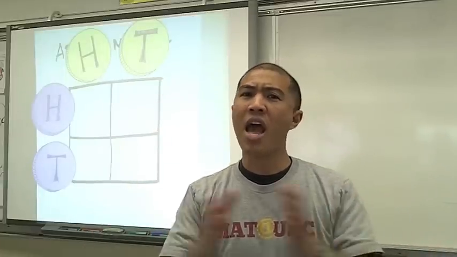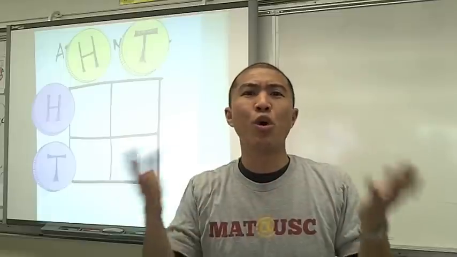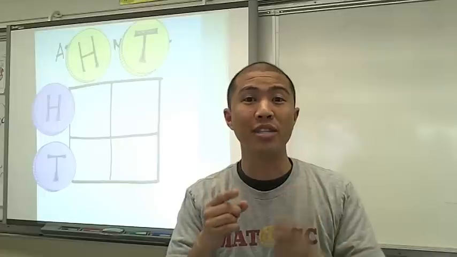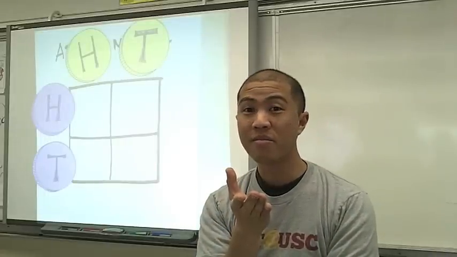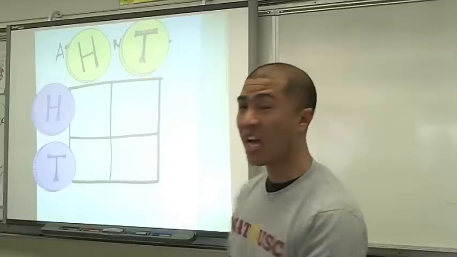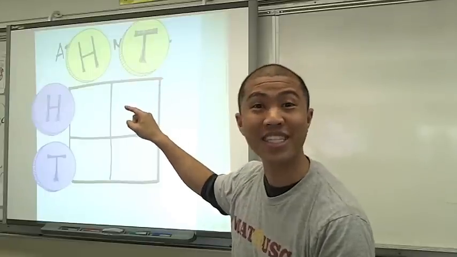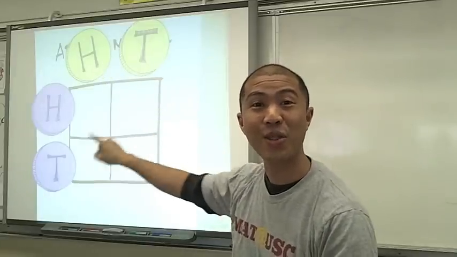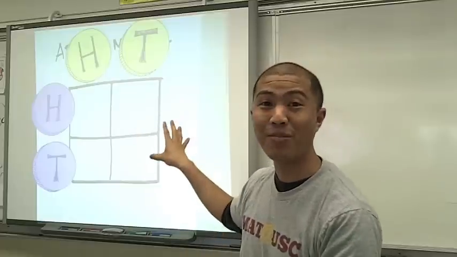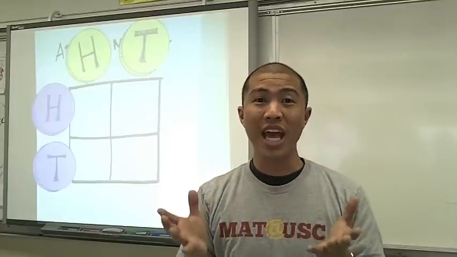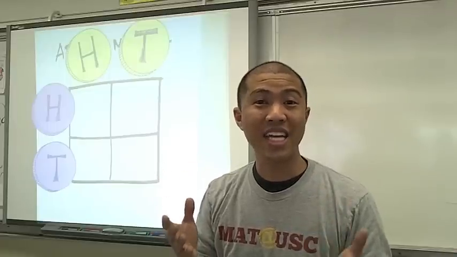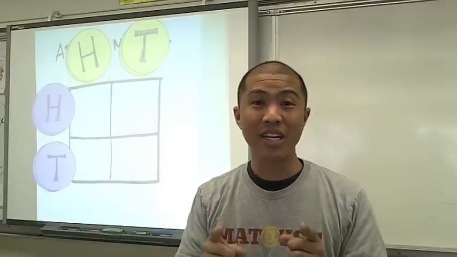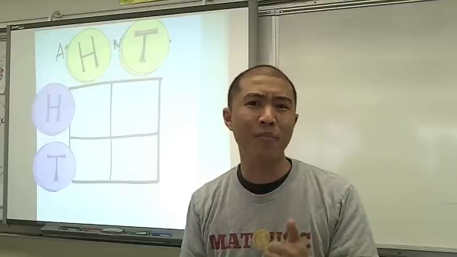Can you tell me, how many total outcomes do we have when we flip 2 coins? What do you think? You're right. It's 4. There are 4 sides. Let's count: 1, 2, 3, and 4. 4 different options. Now, when we're looking at probability, how many times does heads and heads come up together? That means getting 2 heads, flipping heads twice.